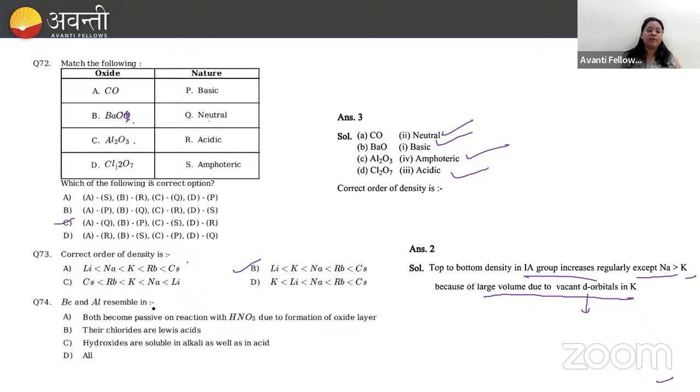Next, beryllium and aluminum resemble in that both become passive on reaction with HNO3 due to formation of an oxide layer. Yes, this is correct. Their chlorides are Lewis acids. Yes, they are Lewis acids. Hydroxides are soluble in alkali as well as in acid. Yes, this is correct. So all are correct here. Okay, due to their polarization power, these ions show all these things.